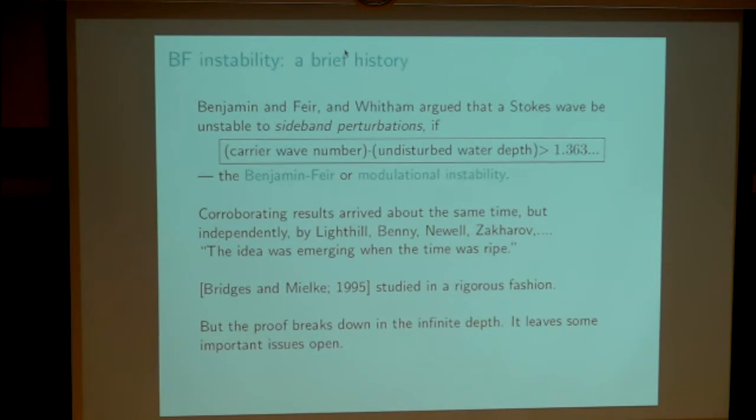Shortly after his experiments, Benjamin and Feir offered a theoretical explanation of their experimental finding, and at about the same time, Whitham got the same conclusion: the Stokes wave is unstable with respect to these periodic perturbations if the wave number of the original unperturbed wave times the water depth is greater than a critical number, approximately 1.363. This phenomenon is called the Benjamin-Feir instability, or more generally, modulational instability. Similar results arrived at about the same time, but completely independently, by people all over the world, like Benney, Newell, Karpman, Ostrovsky, and many others.